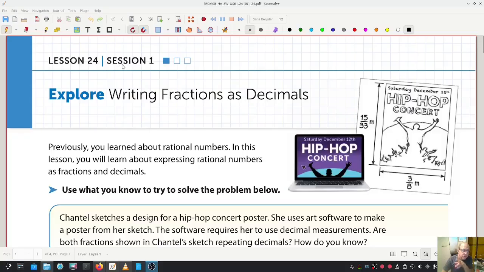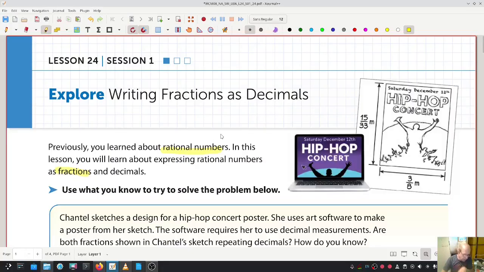Today you're doing lesson 24, session 1, writing fractions as decimals. So, just before spring break, we talked about what are rational numbers. And rational numbers are numbers that can be expressed as fractions.